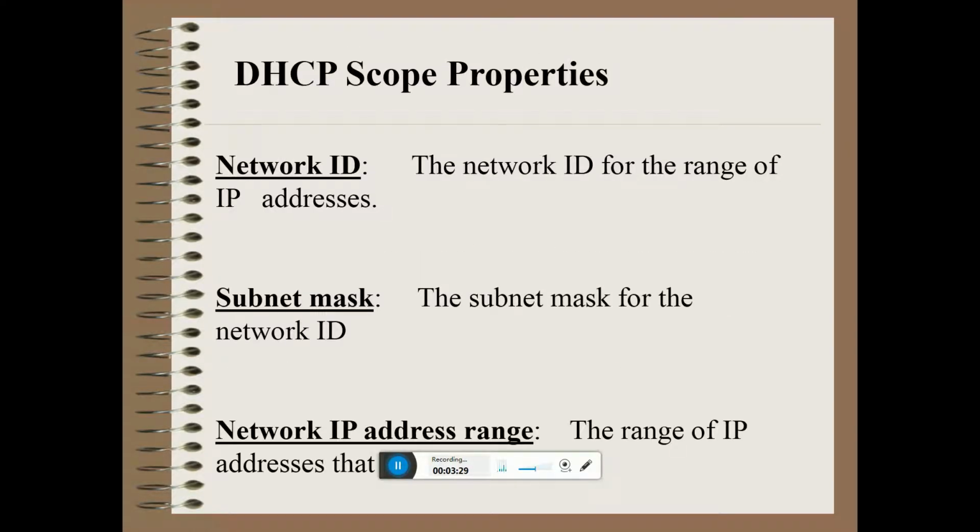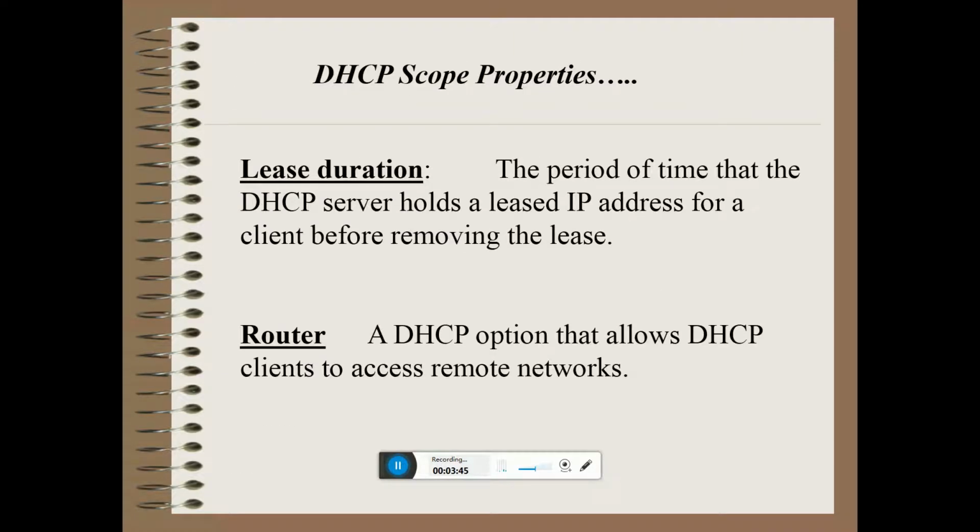DHCP scope properties. Network ID, the network ID for the range of IP addresses. Subnet mask, the subnet mask for the network ID. Network IP address range, the range of IP addresses on that network. Lease duration, the period of time that the DHCP server holds a leased IP address for the client before removing the lease.